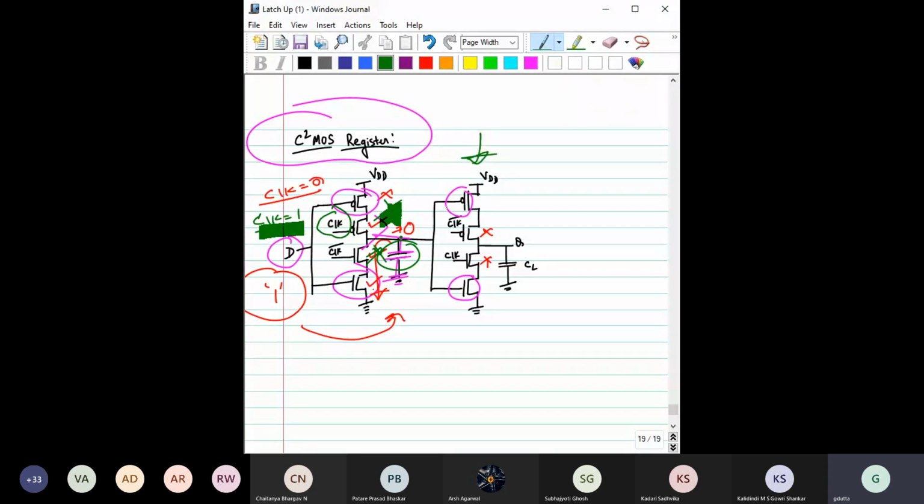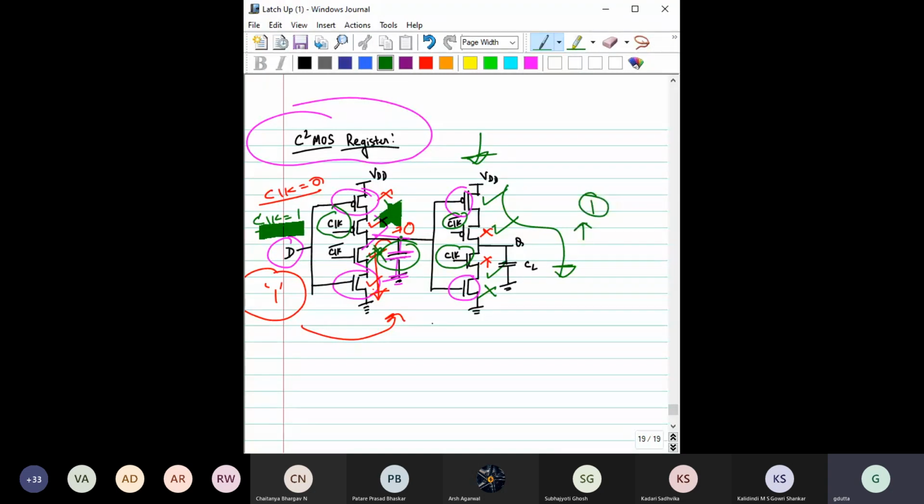Here you can see clock is now 1. So clock equal to 1 means this transistor is now on. This clock bar is equal to 0. So this transistor is now turned on. Okay, this is already 0, right? Because it is storing the value 0 from the previous. So now this 0 will make this transistor turn on, but this 0 will make this transistor turn off, right? So you can see here now there is a path for this capacitor to get charged. So now this capacitor will get charged and will store the value 1.